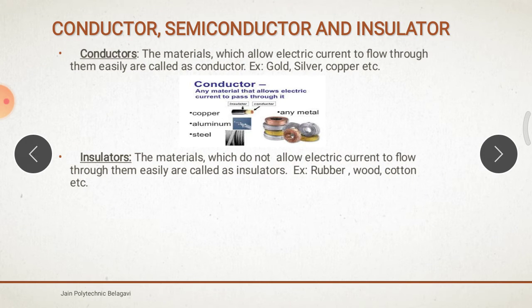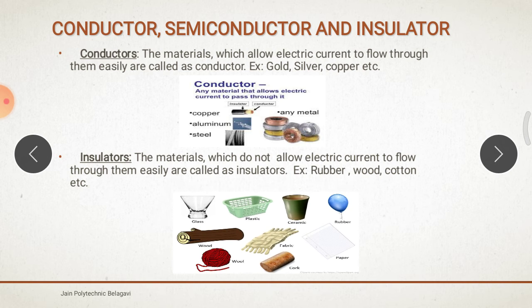Next, what are insulators? An insulator is the opposite of a conductor. The materials which do not allow electric current to flow through them are called insulators. Examples: rubber, wood, cotton, etc. You can see in these images many examples of insulators: plastic, ceramic. If you connect them to an electric circuit, they will not allow the electric current to pass through them. Wood, paper, all these are examples of insulators.